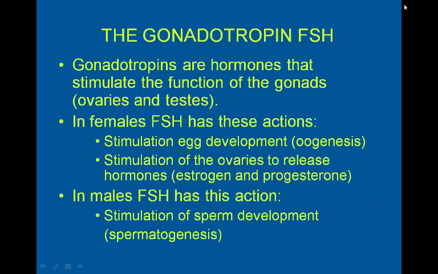The gonadotropins are FSH and LH. FSH has these actions in the female. FSH stimulates egg development, or oogenesis. It also stimulates the ovaries to release hormones, estrogen and progesterone. In males, FSH has a single action, and that is stimulation of sperm development, known as spermatogenesis.